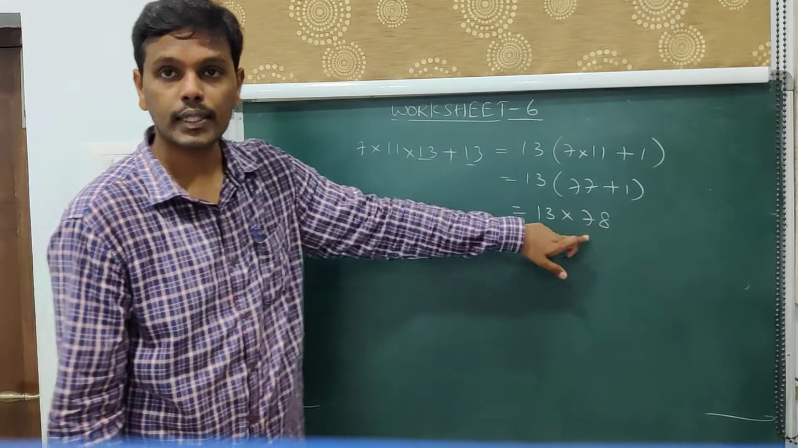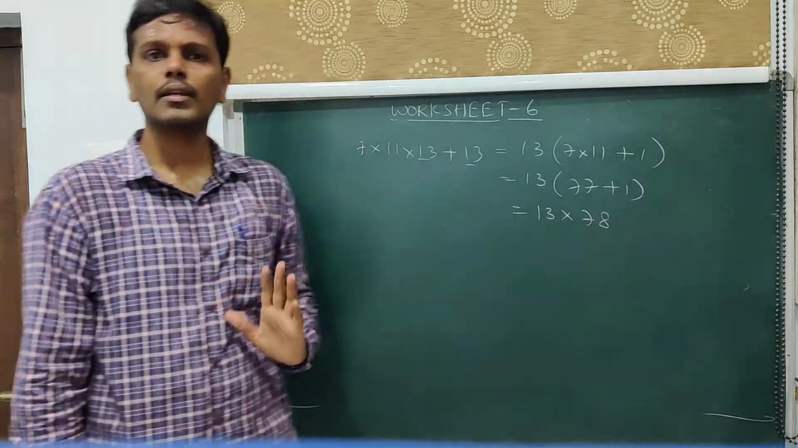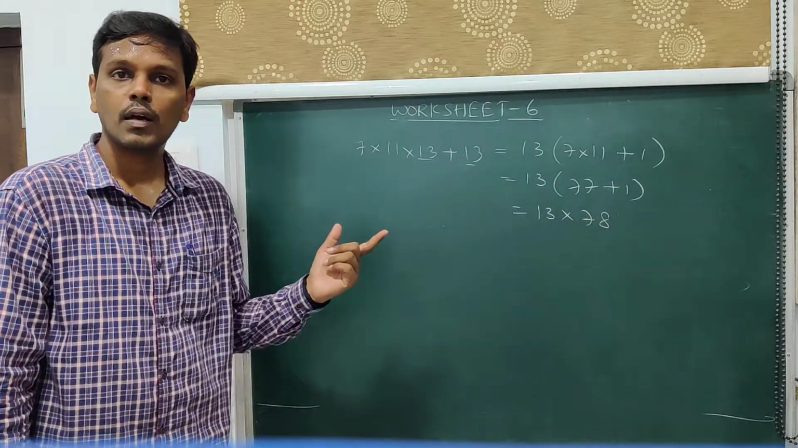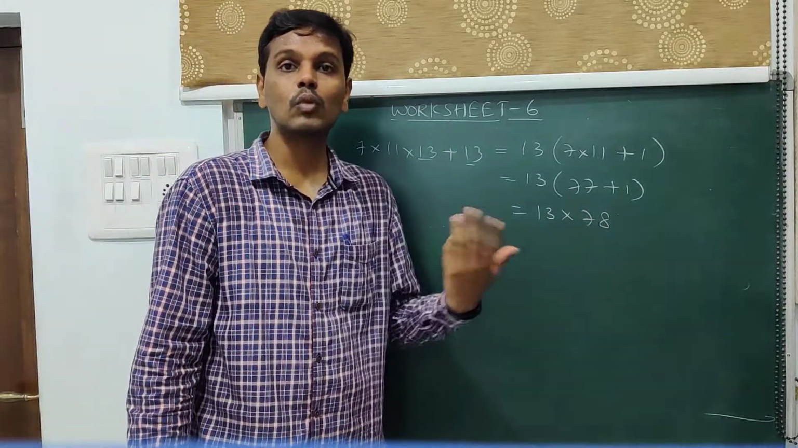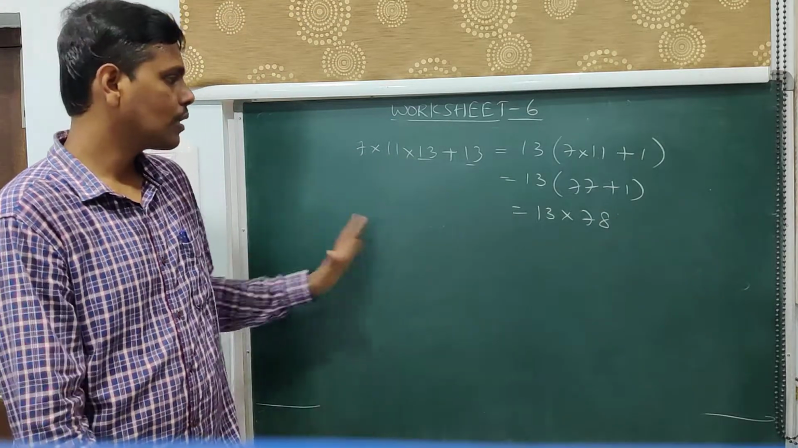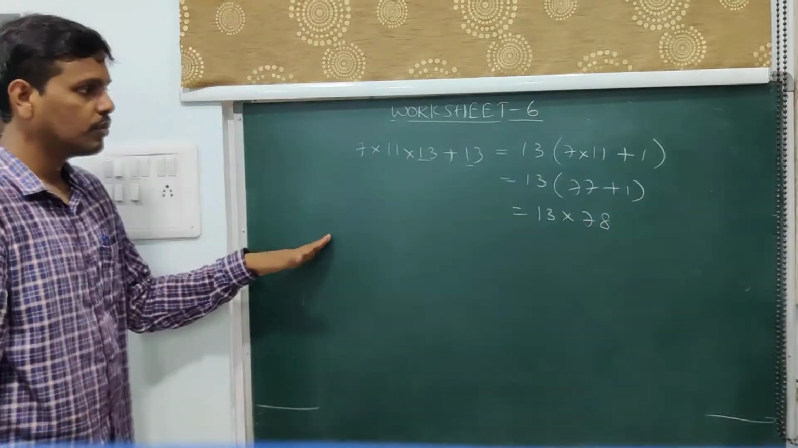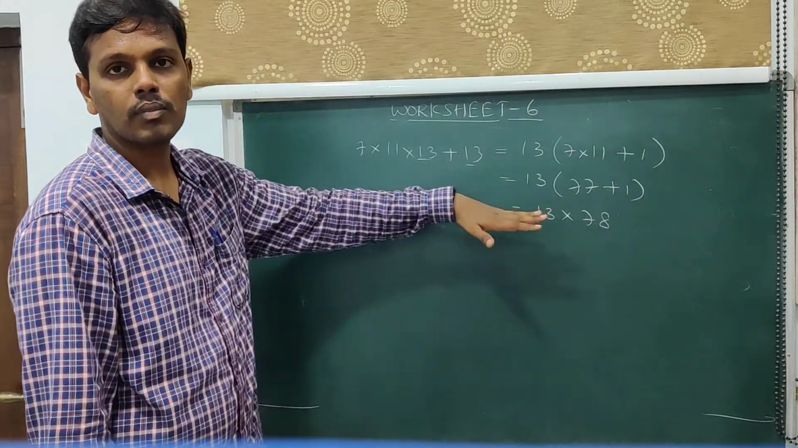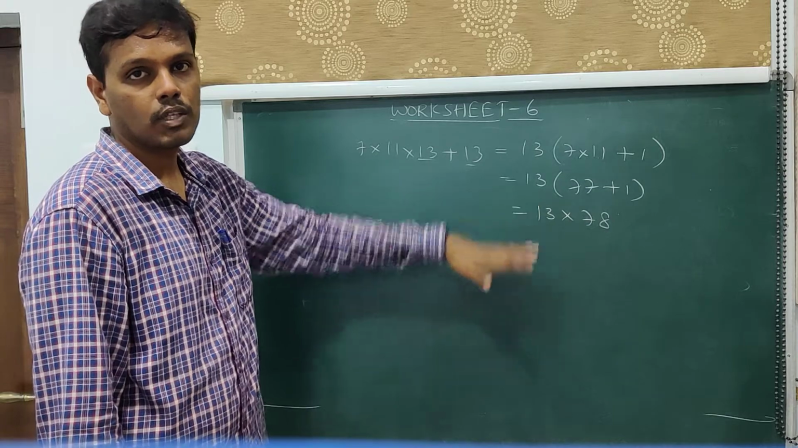Now, 13 is a factor, and 78 is a factor of this number. These are two factors, and you can also say that 1 is a factor of every number. Apart from these two factors, you also have 1, which means that the number of factors is more than 2. Therefore, we can say that this number is a composite number. So finally, you can conclude that the given number has more than 2 factors. Therefore, this number is a composite number. That is the way you will conclude.